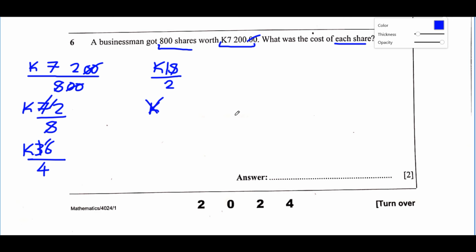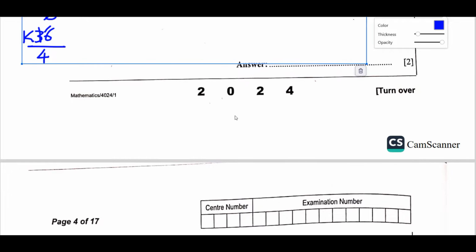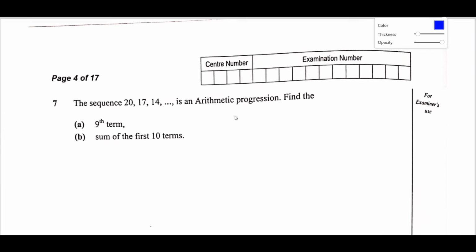Let's ignore the k, it is not needed, since what was the cost? Okay, so 2 into 18 is 9. So this simply means that she was buying at 9 kwacha per share. So we can now check out the next question, question number 7.